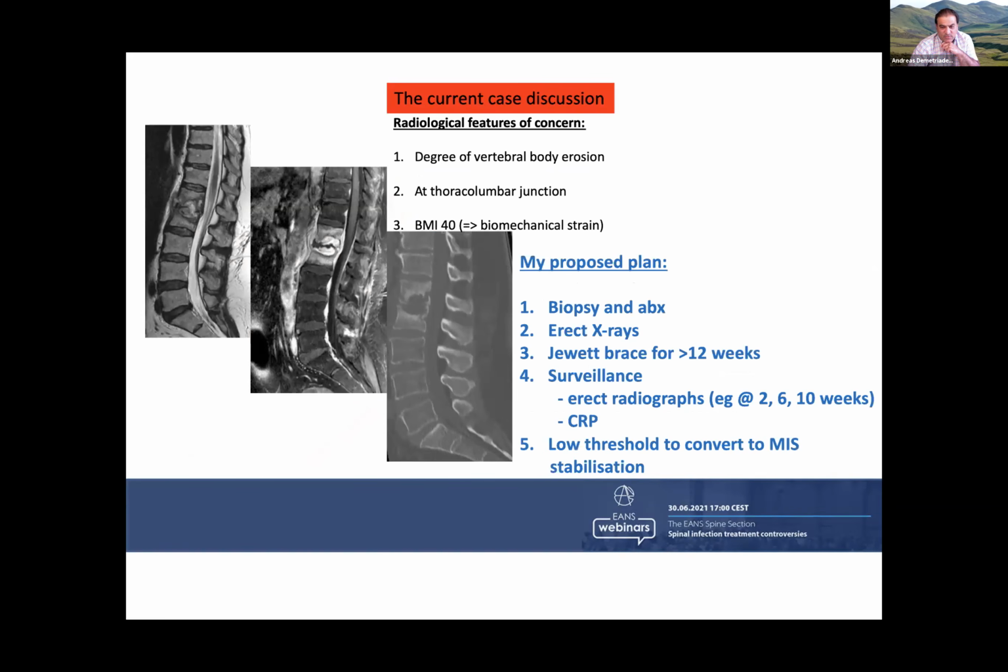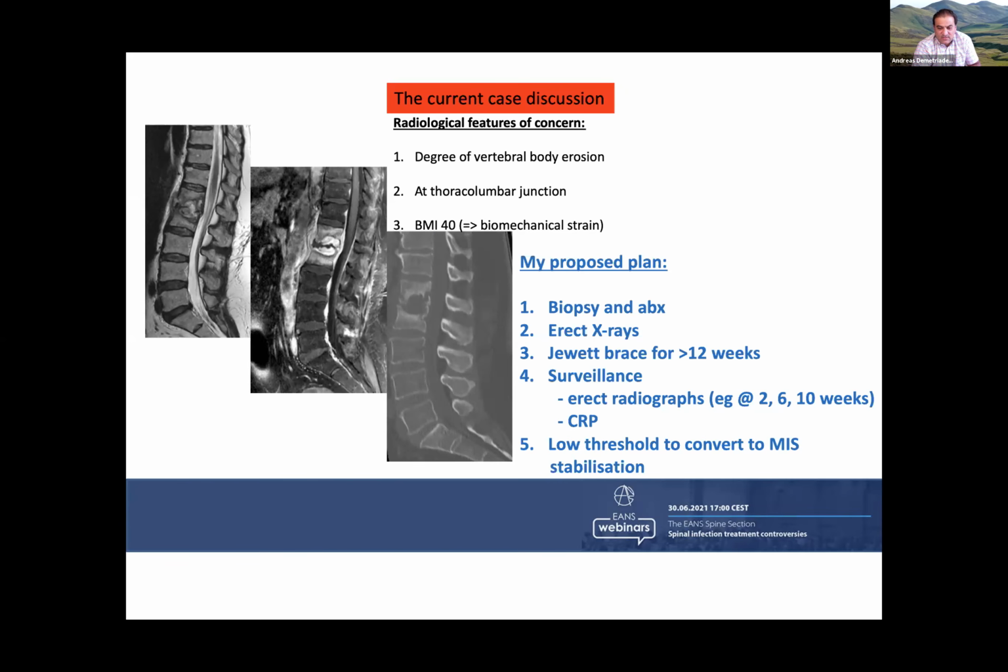So my proposed plan would be to clarify the result of the biopsies and the antibiotics, to see how permissive the erect x-rays are, and if there is no dynamic instability, then I would propose initially conservative management with a brace, which holds the patient in lordosis for at least 12 weeks, but there has to be active surveillance. The patient would come back if he goes outpatient or OPAT, or if he has a long line for outpatient intravenous dosage, or if he's still an inpatient.